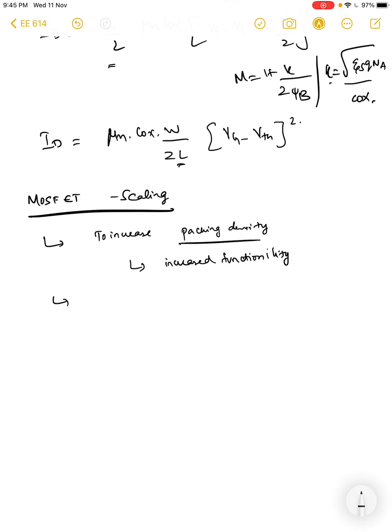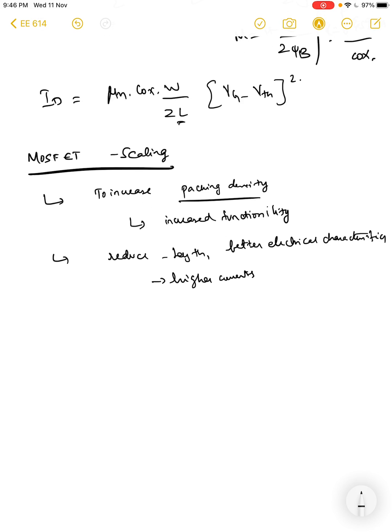But then the fact that you reduce the length, you also have better electrical characteristics, in the sense that you have higher currents. If you have higher currents, you can switch faster, and hence your transistors start to operate at a much higher frequency, right? So all these conditions motivate you to reduce the length of the channel. But what happens if you reduce the channel length? There can be some consequences, right?